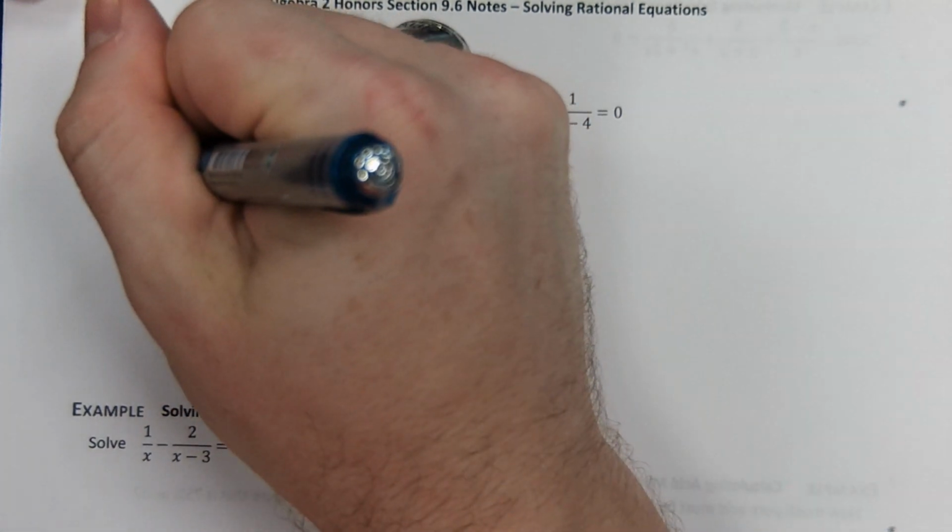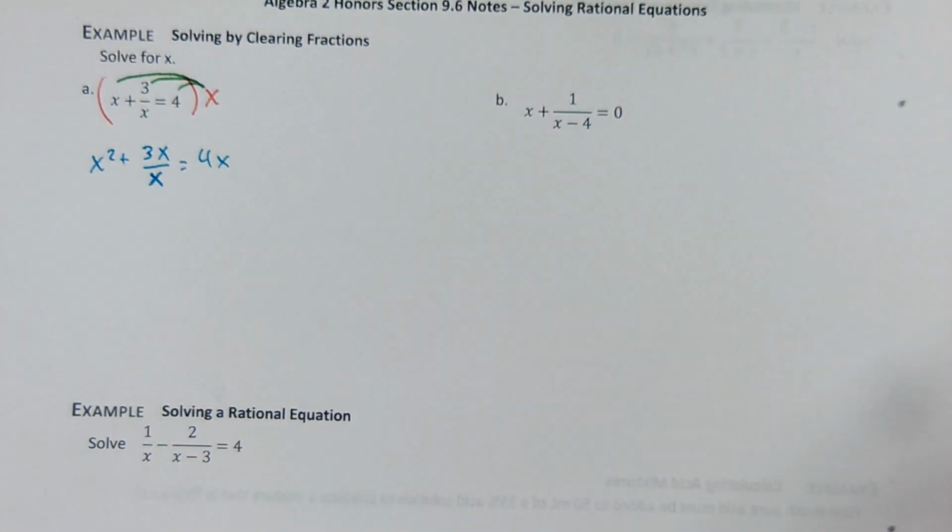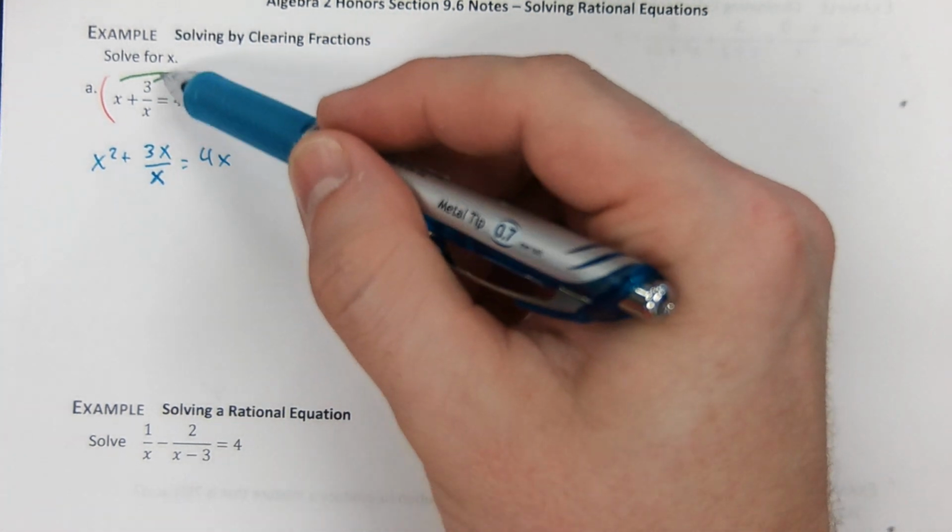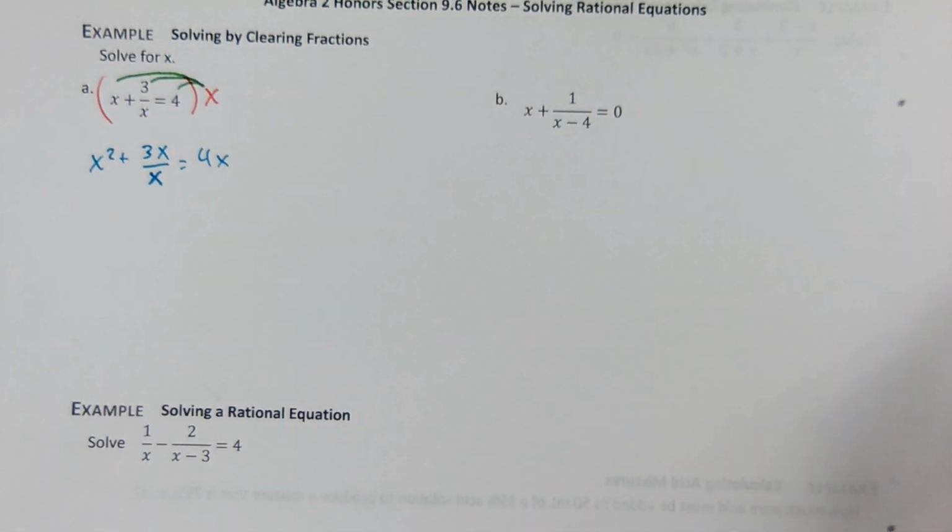At this point, I had more than one person in period 1 want to know why I wasn't distributing the x to the top and the bottom of the fraction. If you distribute an x to the top and the bottom of a fraction, all you've done is multiply it by 1, and that will not get rid of the denominator. If I multiply the top and bottom of this by x, it gets me 3x over x squared, which reduces to 3 over x, and you've done nothing.